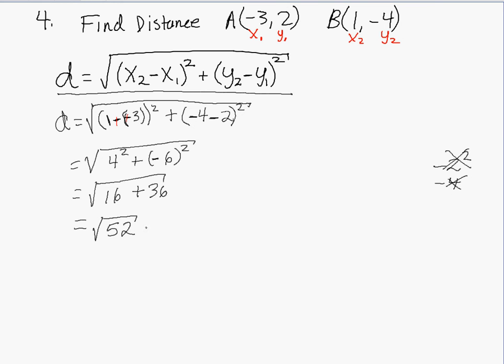Now right here, I'm not really expecting you to break this down. Just plug it in the calculator, and here's an approximate sign. That's approximately 7.2. So you have your homework, you have your assignment, you have your mission, my math soldiers. Go forward.